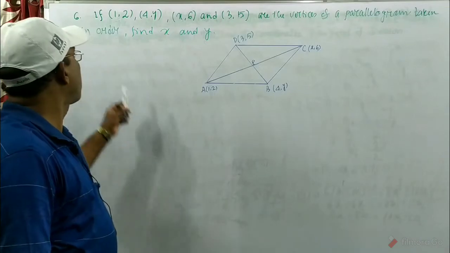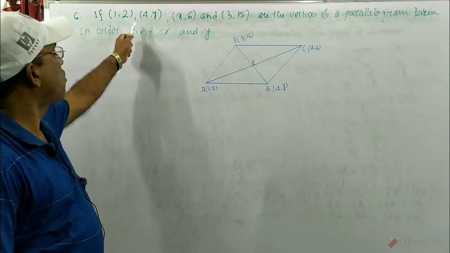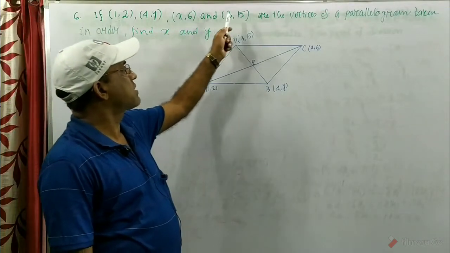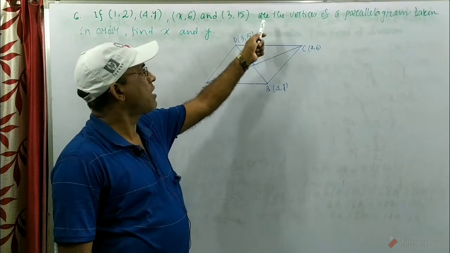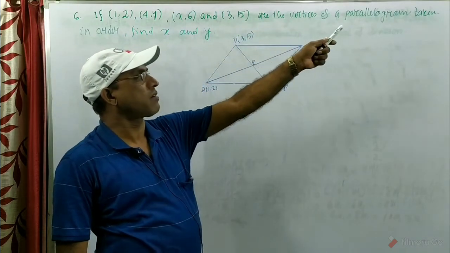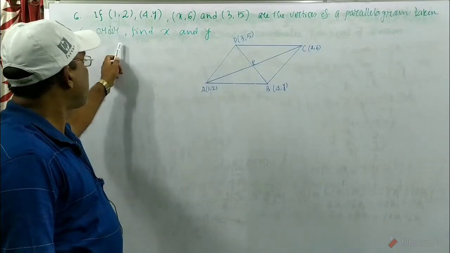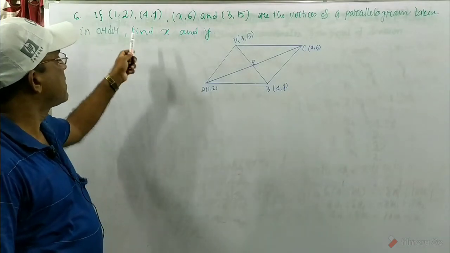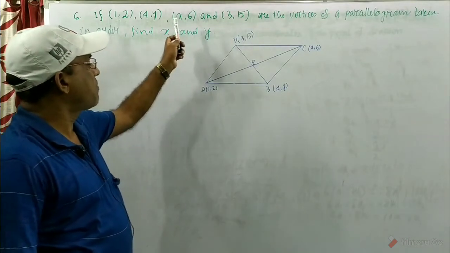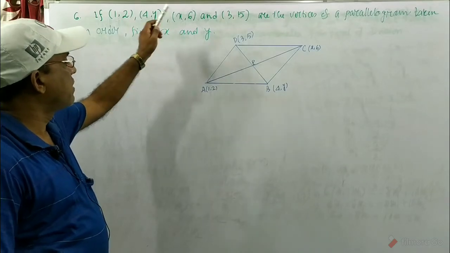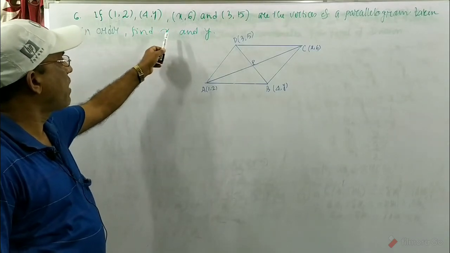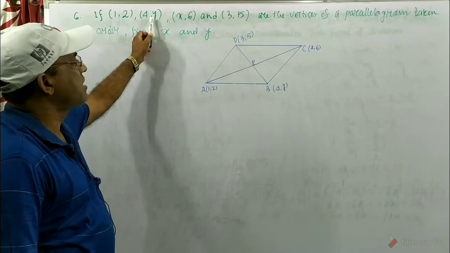Now I consider problem number 6. If 1, 2, 4, y, x, 6 and 3, 5 are the vertices of a parallelogram taken in order, find x and y. So these are the vertices of a parallelogram taken in order. Then we have to find x and y. What is the value of x and y?